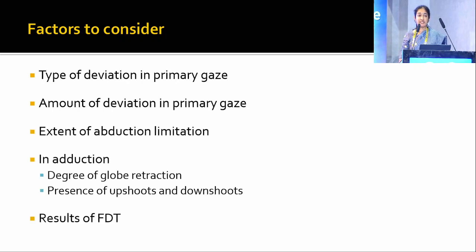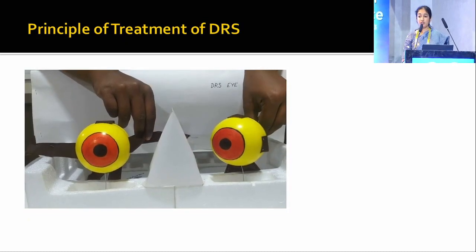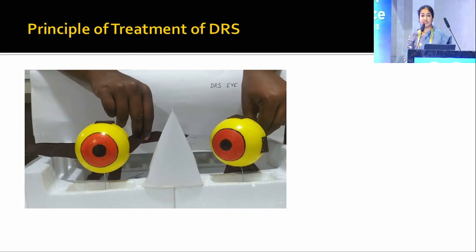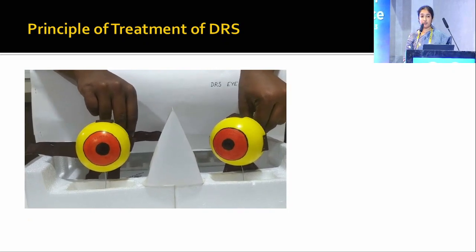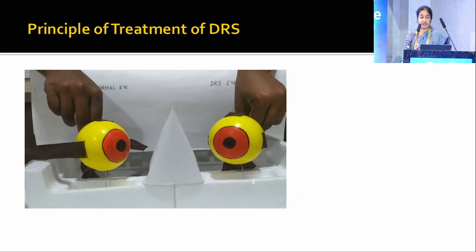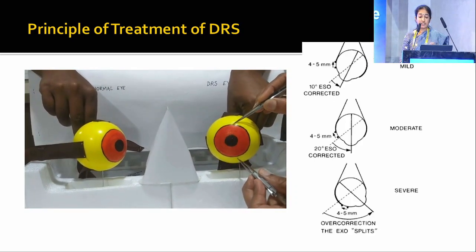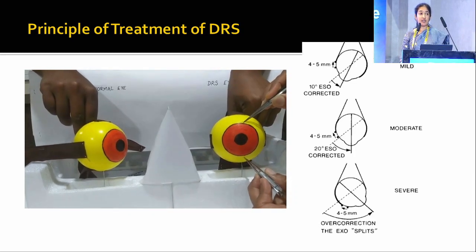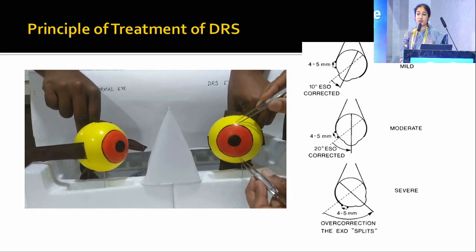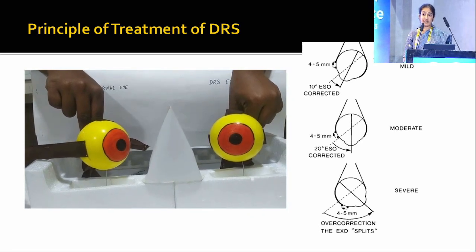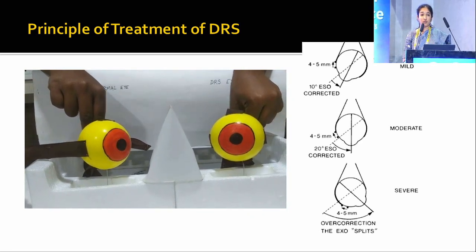We also have to look at the extent of adduction, abduction limitation and the amount of globe retractions, upshoots, downshoots and the values we get on the FDT. As we know, in Duane's it's basically a misinnervation of the lateral rectus. So when the eye is in adduction, both the MR and LR are working together and that is why the eye goes into a globe retraction and there are overshoots. And why we have to look into this is because we also need to understand the LR co-contraction, because even the same 4 to 5 mm of medial rectus recession could have varied results if we don't take into account the LR co-contraction.